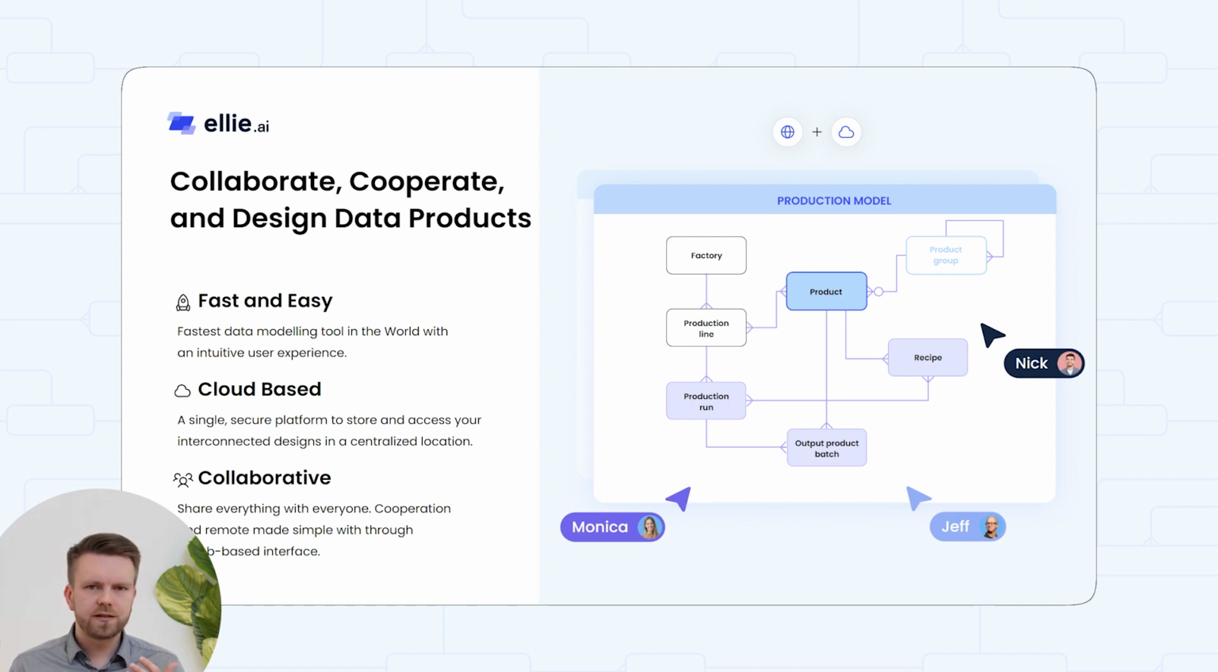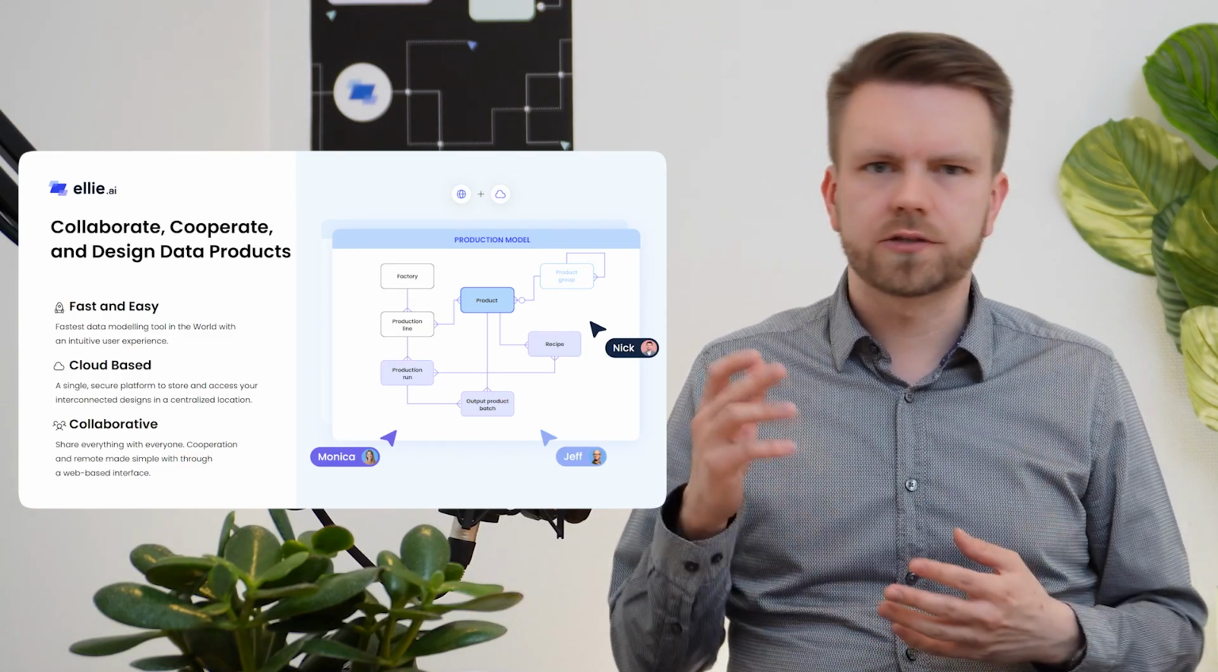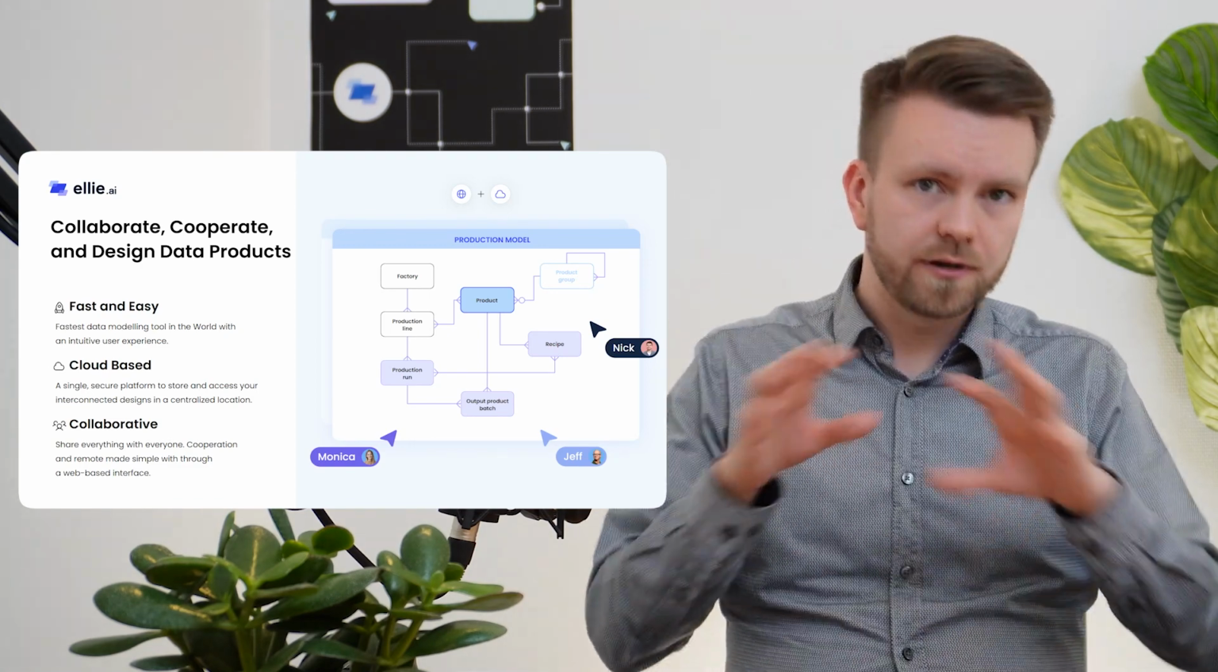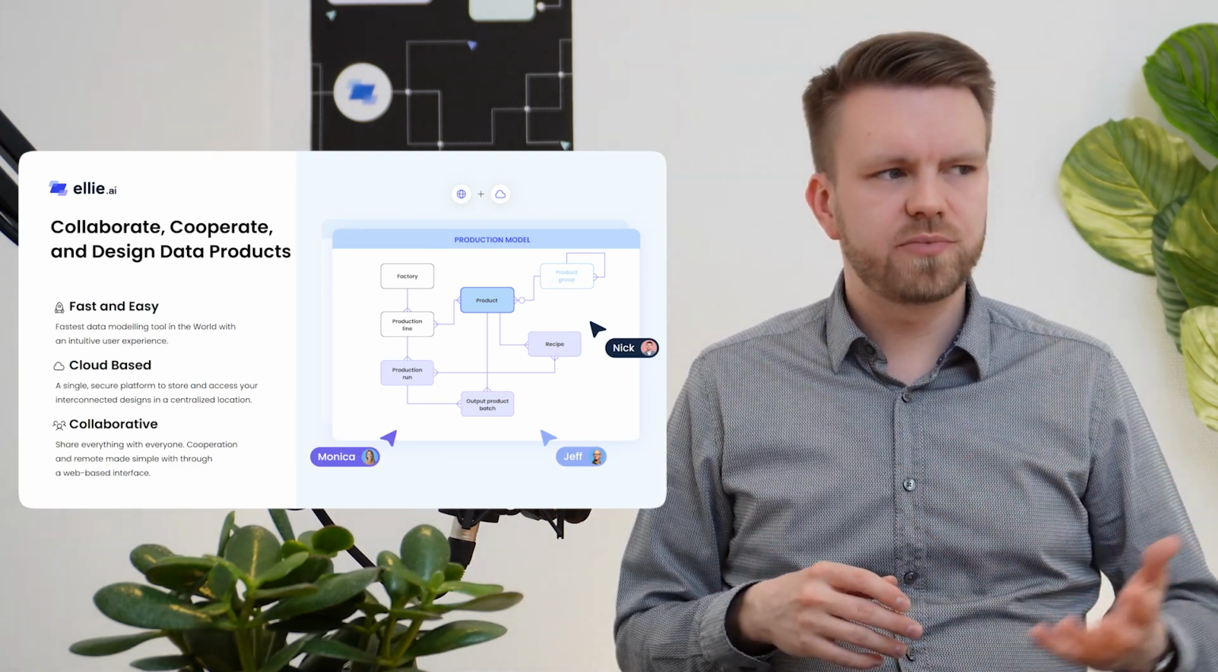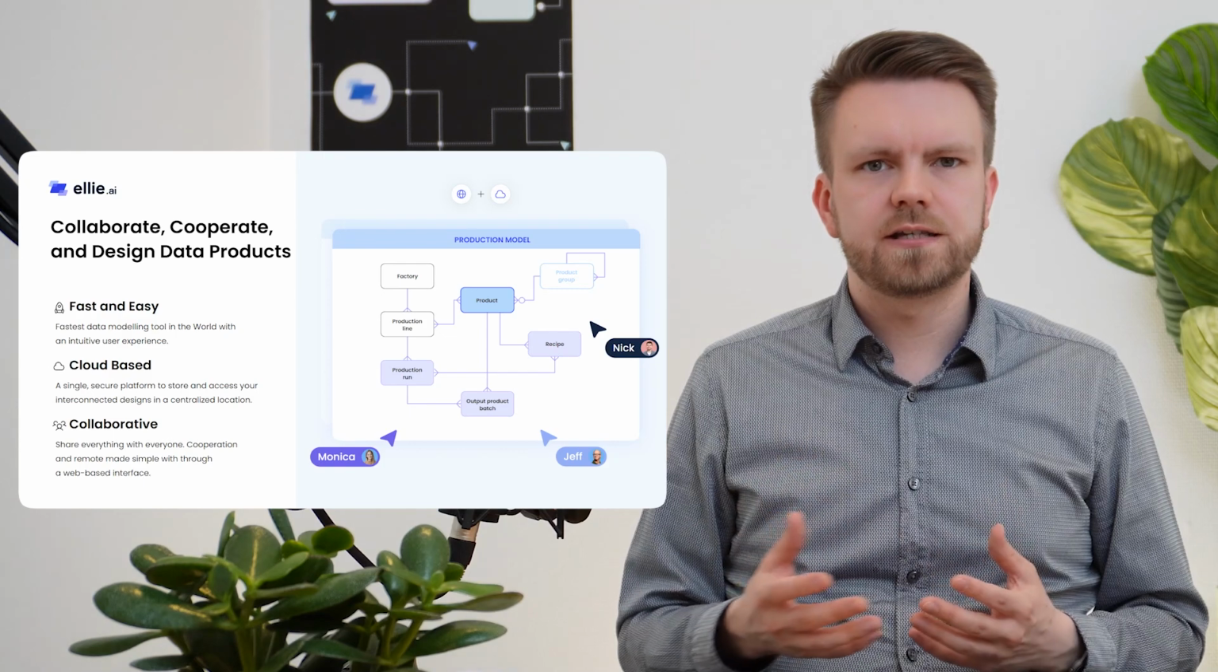We use Ellie to collaborate with other people. You have your business experts, you have your technical experts. We use Ellie to collaborate with them, to cooperate with them to design these basic principles. We need data about products, recipes, production lines. Good, let's draw that. What do we mean by a product? This is made very fast, very easy with Ellie.